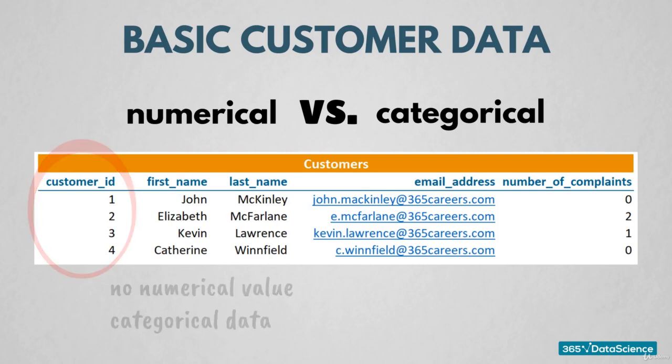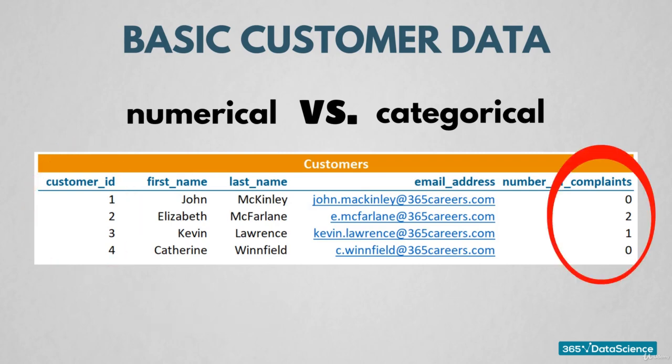Now, focus on the last column. This shows how many times a customer has filed a complaint. These numbers are easily manipulated. Adding them all together to give a total number of complaints is useful information. Therefore, they are numerical data.